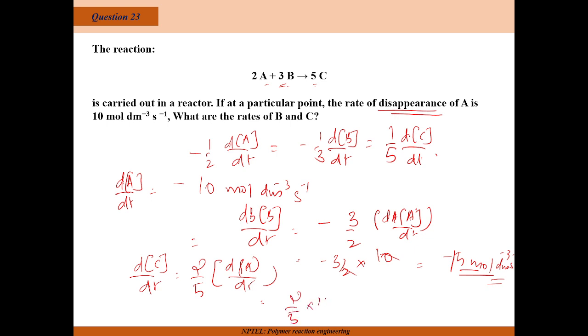It is 2 by 5? No, sorry, it's 5 by 2. It will change the sign: 5 by 2 multiplied by 10. It is like 25 mole decimeter cube per second. So appearance we generally take as positive, and disappearance we generally take as negative. Understand? Clear. These are very basics.